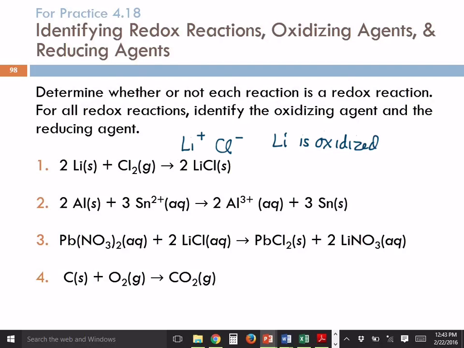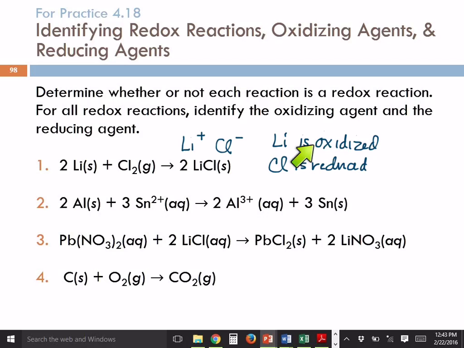What's happening to the chlorine? The chlorine is being reduced. Reduction is gain of electrons. The chlorine is gaining electrons to become an ion. So chlorine is reduced. So we're identifying things here, but we haven't answered the question. It wants the oxidizing agent.